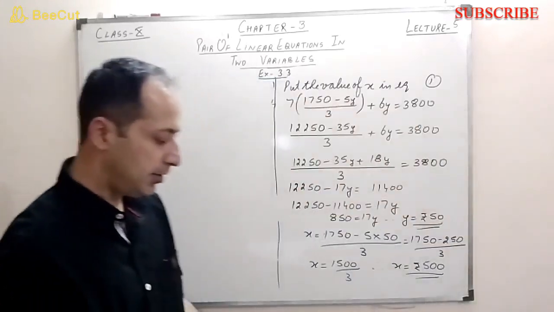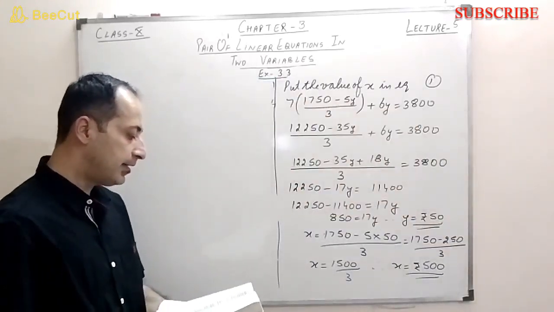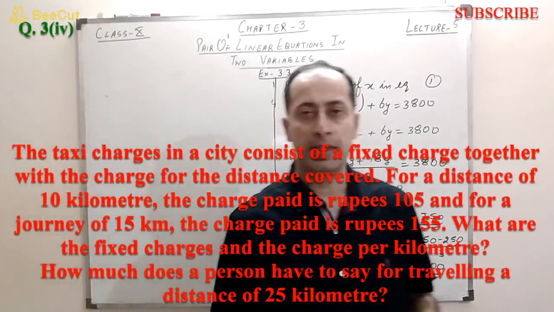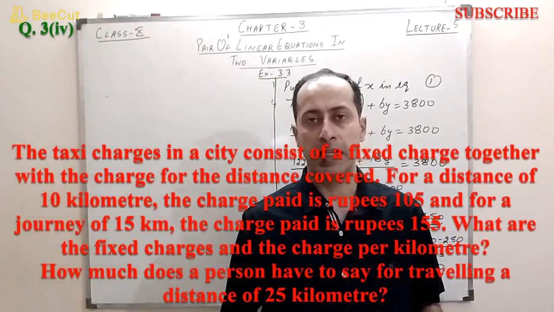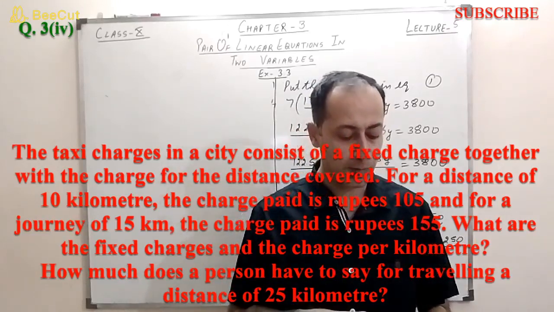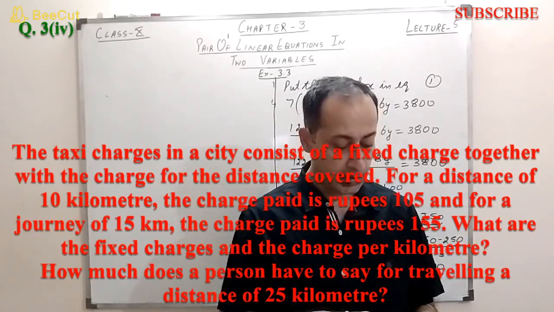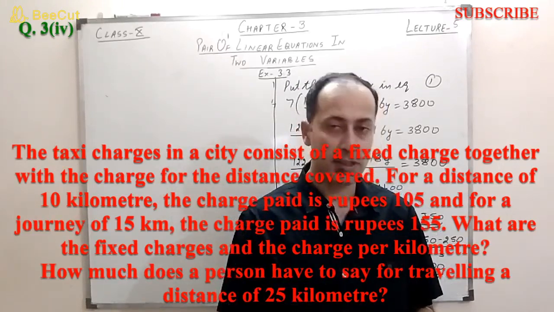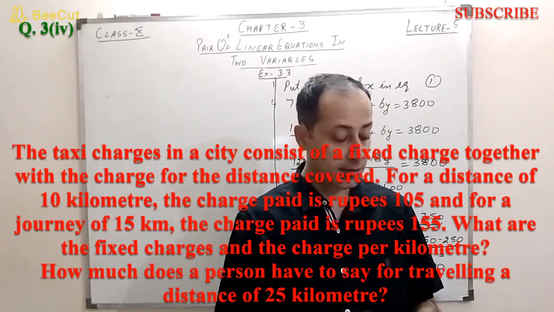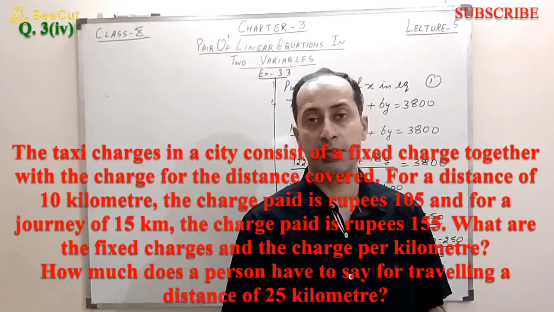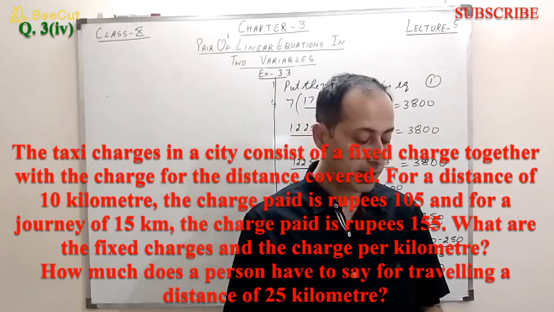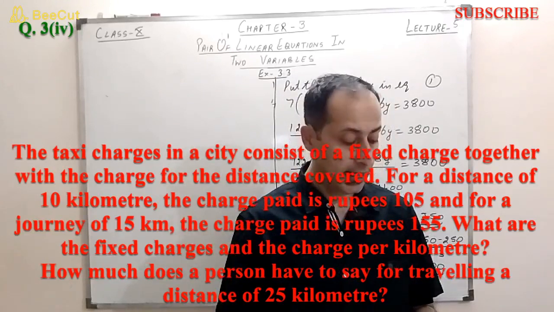Now the fourth part of this question. Right, it's given the taxi charge in a city consists of a fixed charge together with a charge for the distance covered. Now what is given here, that there are some fixed charges when you're riding a taxi, and there are some charges per kilometer also. Now it's given for a distance of 10 km, the charge paid is rupees 105, and for a journey of 15 km, the charge paid is rupees 155. What are the fixed charges and the charge per kilometer? Right? And also we have to find if the person travels 25 kilometers, how much he or she has to pay. Right? So the first step is to find the fixed charges and the charge per kilometer.